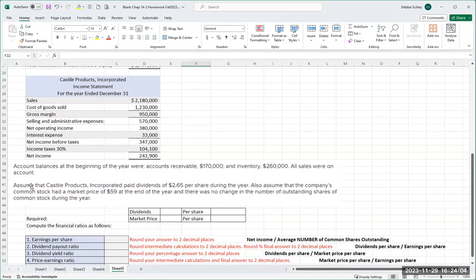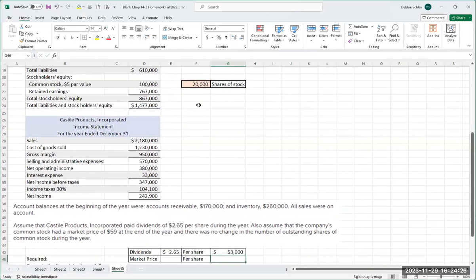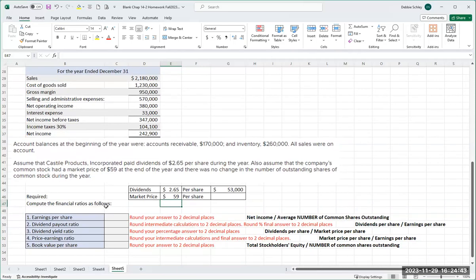Oh, no, it's not. So let's see. Assume that Castile Products Incorporated paid dividends of $2.65 per share. Okay, so real quick, I'm going to figure out my total dividends, and that's going to be the per share amount times the number of shares of stock. So there's my total dividends. I need that later. And then also assume that the company's common stock had a market price of $59. So there's my market price. Okay, compute the following financial ratios.